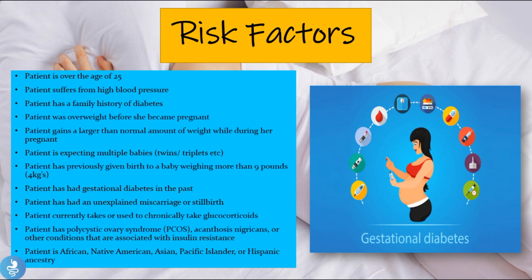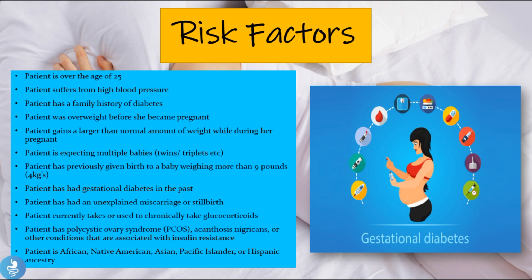Usually our patient is over the age of 25. The patient suffers from high blood pressure. The patient has a family history of diabetes. The patient was overweight before she became pregnant. The patient gains a larger than normal amount of weight during her pregnancy. The patient is expecting multiple babies, such as twins or triplets, etc.